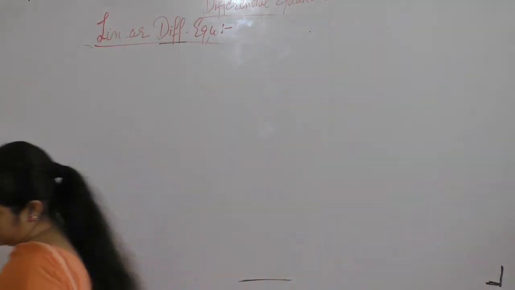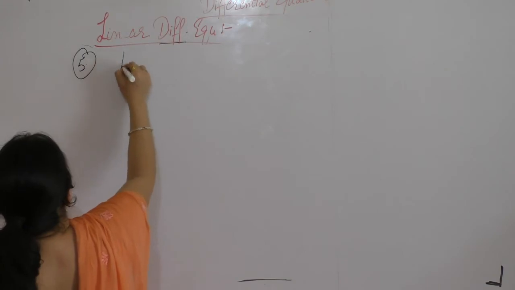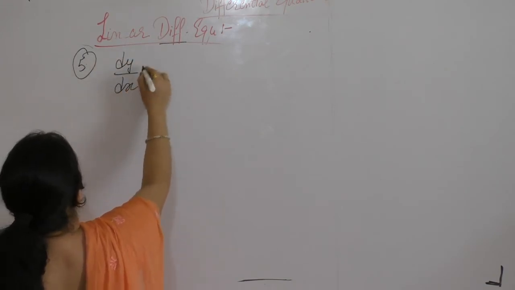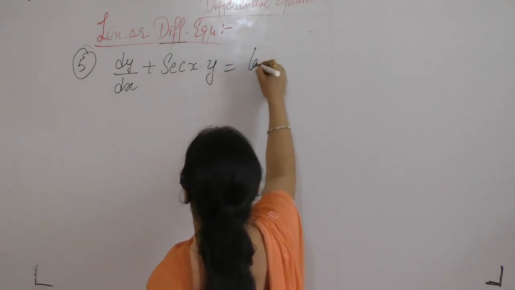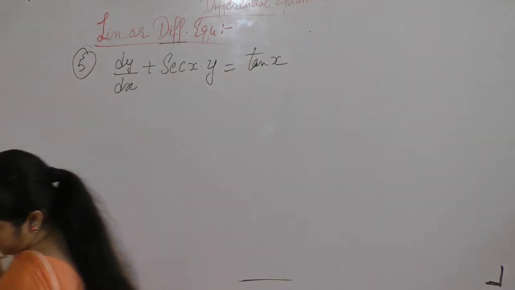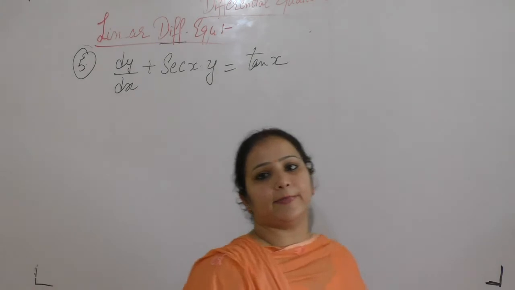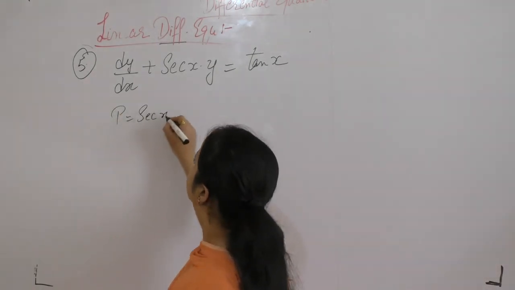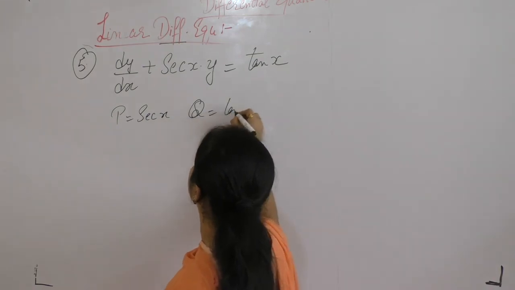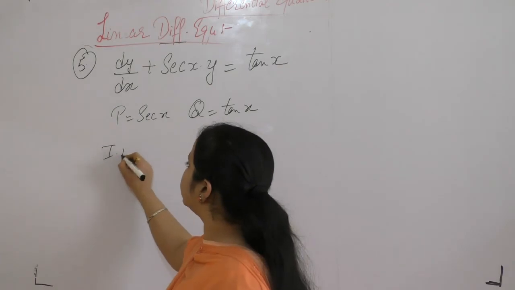Now the next question is question number 5. Solve the differential equation dy upon dx plus sec of x into y is equal to tan of x. Compare it with the general equation, we get p as sec of x and q as tan of x. Now in the next step we have to find the integrating factor.